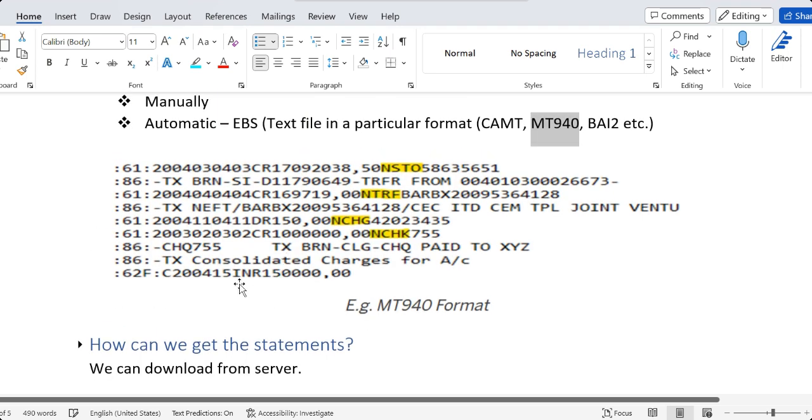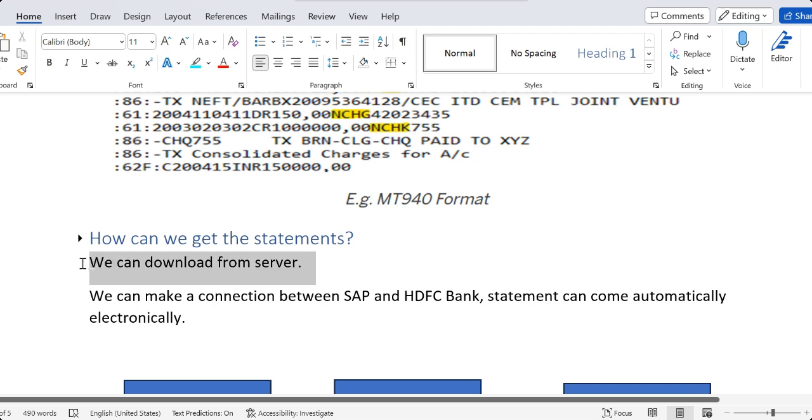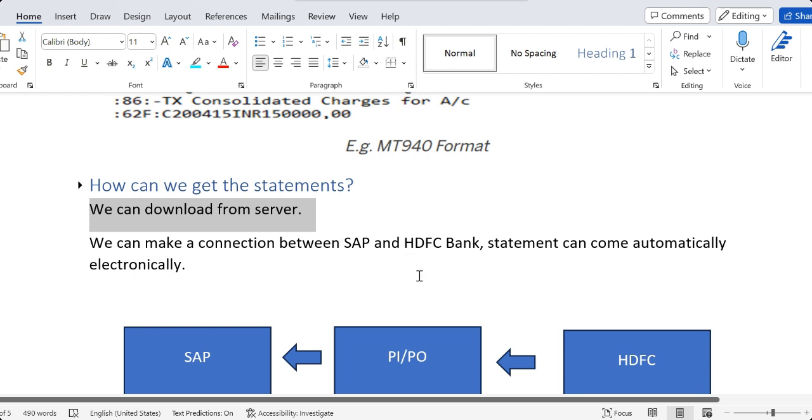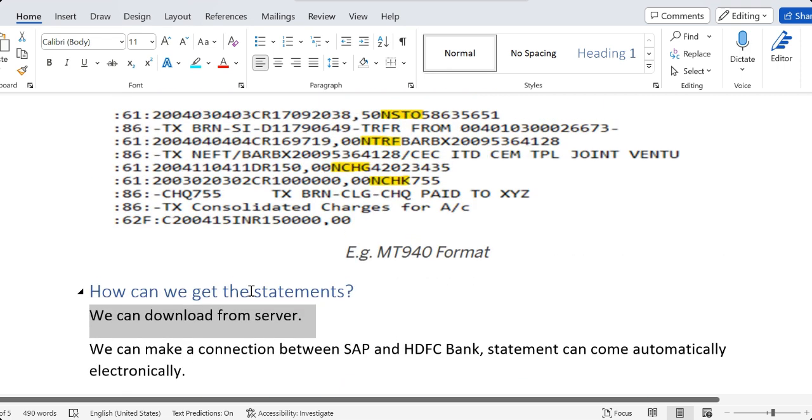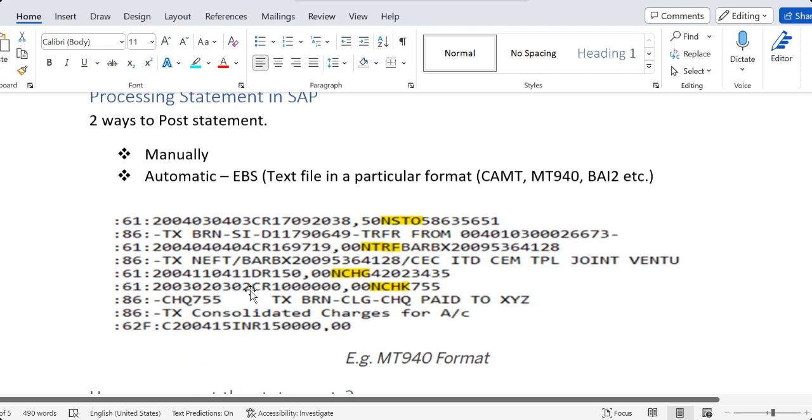Okay, so see here how we can get it. We can download from the server if we have the access, we can download from bank sites. If we have the integration between SDFC and SAP, and definitely we need some middleware, and it is PIPO, it could be any other middleware application as well. So SDFC is sending these statements to PIPO, and from PIPO it's coming into SAP, and from SAP we are processing these bank statements. So this is the business process in SAP, how we work.